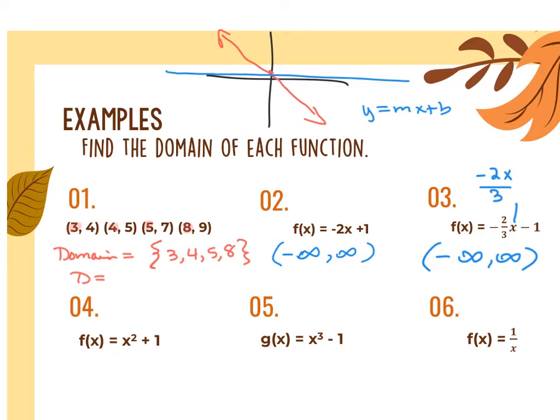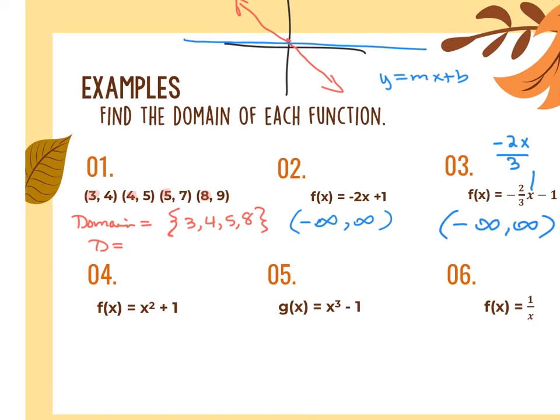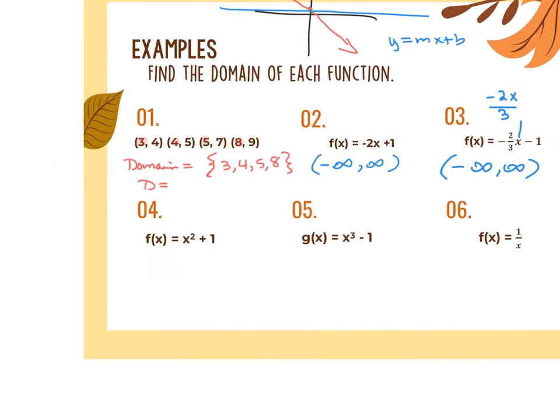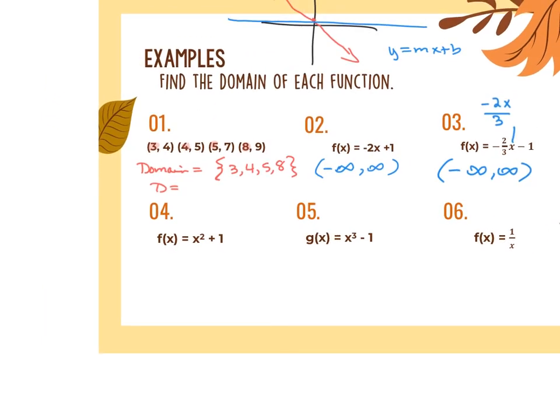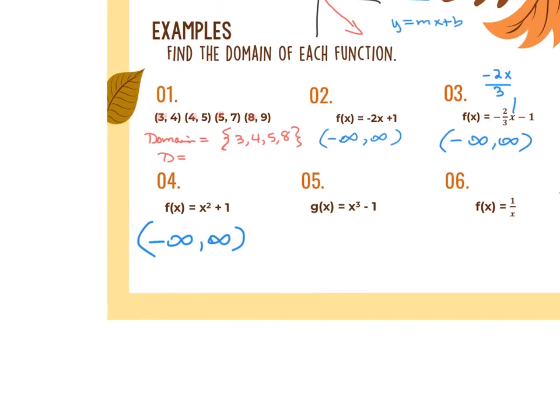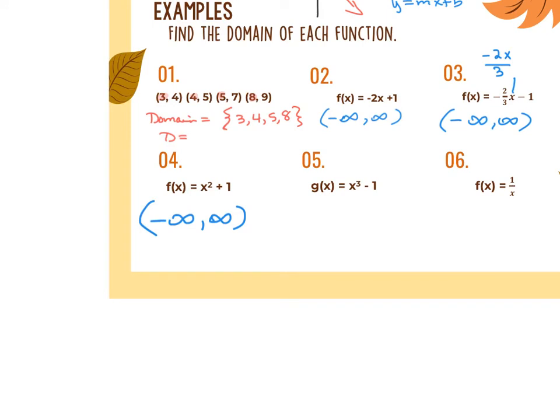Next one, same thing. This is actually the graph of a parabola. Okay, again, no fractions, no radicals here. So this one is also all real numbers. If I were to graph this, it's going to take on a U shape, and it would look something like this. Eventually, this U is going to get wider and wider, and it would cover the entire x-axis. So that's why this one is all real numbers.